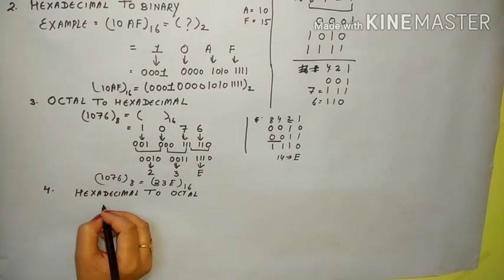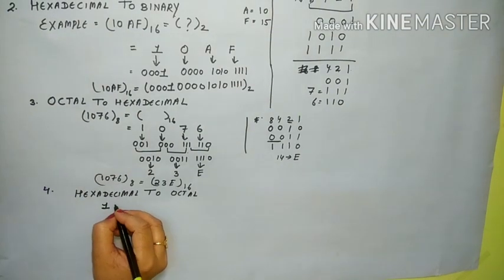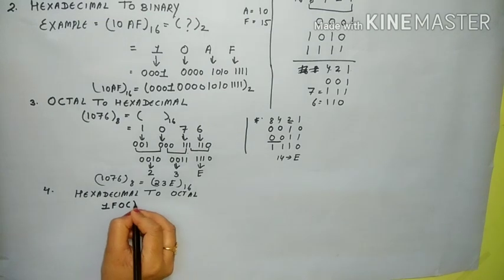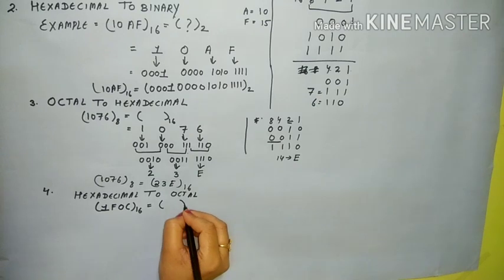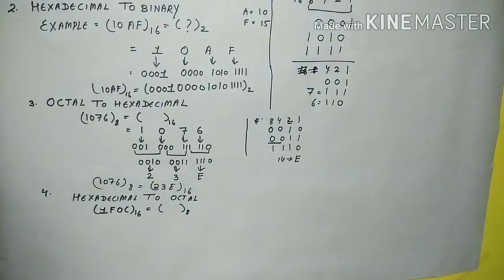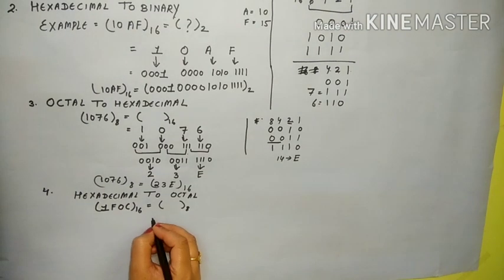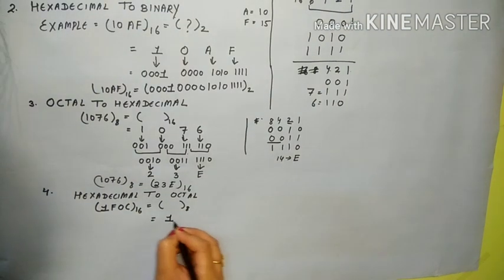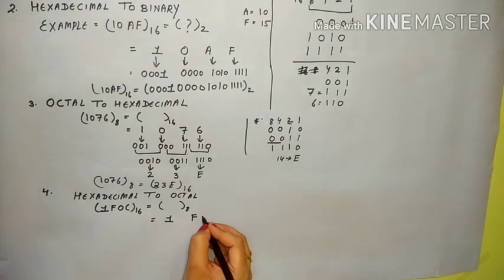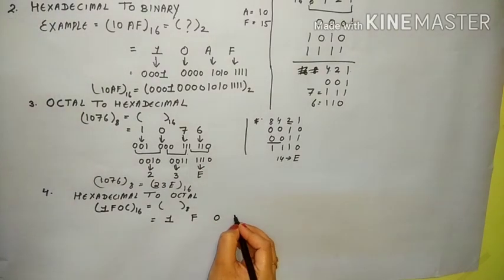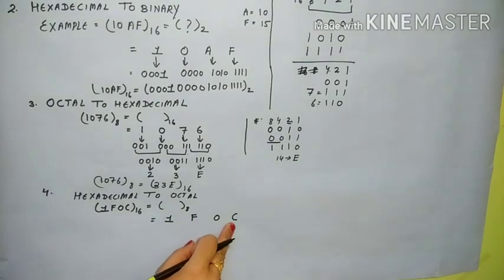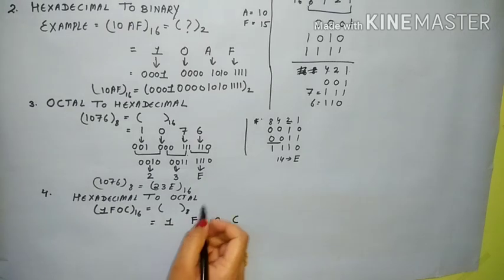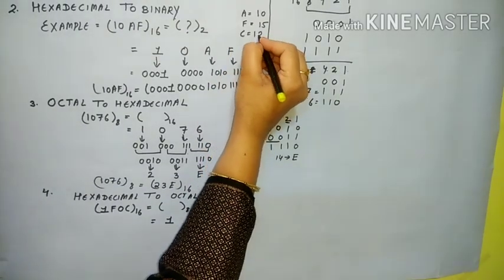Let's take one example. 1F0C to the base 16. We need its octal value. Clear? Now for this, first take every digit as an independent digit of the hexadecimal number. 1, F, 0 and then C. F is equivalent to 15. C is equivalent to 12. That you need to remember.